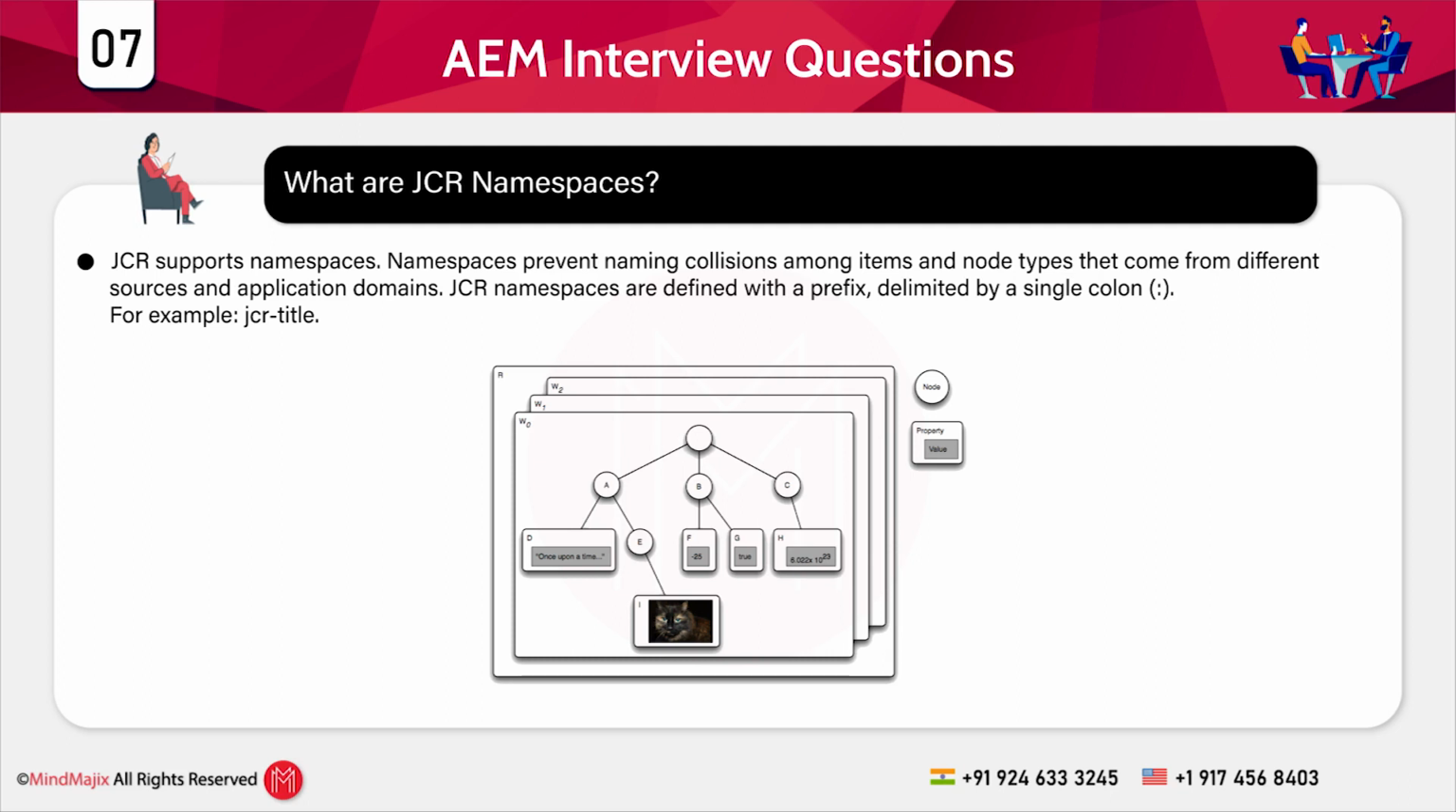Example, JCR title. Also, when you are creating client libraries, you will create a CQ colon client library folder. Or when you're creating a dialog, you will give CQ colon dialog. So there are CRX specific namespaces, and namespaces are used for preventing naming collisions.